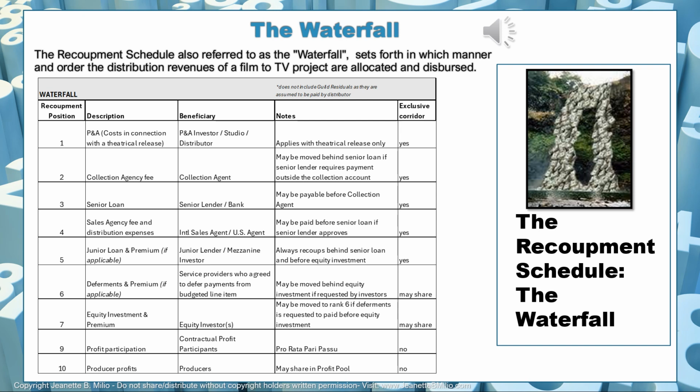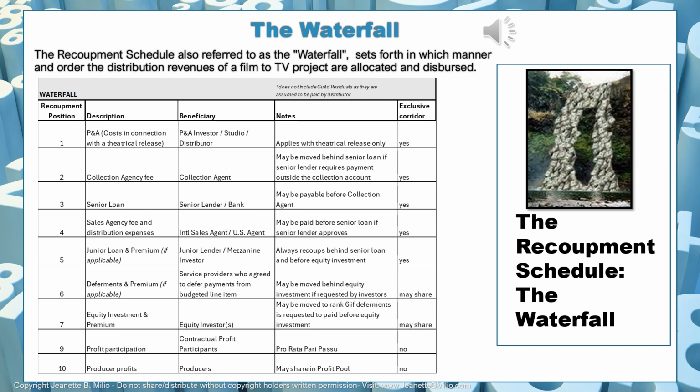But in a normal situation where the projected revenues are what we want them to be, because we are choosing the film based on investment criteria that works for the equity, the deferments would be paid before the equity investment and the premium is paid. So the service providers would receive their payment that was originally budgeted in position 6 and would also receive any premium connected to the deferment, if that is applicable.